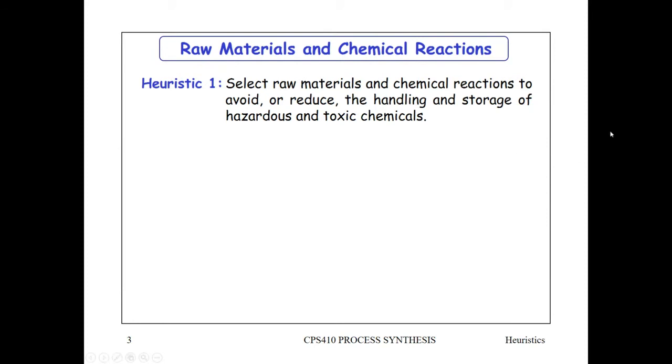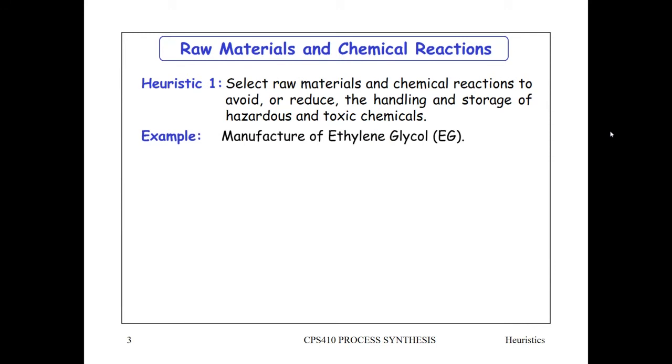Okay, heuristic 1. Select raw materials and chemical reactions to avoid or reduce the handling and storage of hazardous and toxic chemicals. We saw heuristic 1 being applied in the vinyl chloride monomer process, where we try to remove hydrochloric acid as quickly as possible. It is hazardous and toxic, and you remove it first. It also happens to have the lowest boiling point. In other words, it had the highest vapor pressure, and that was also a good reason to remove it first.